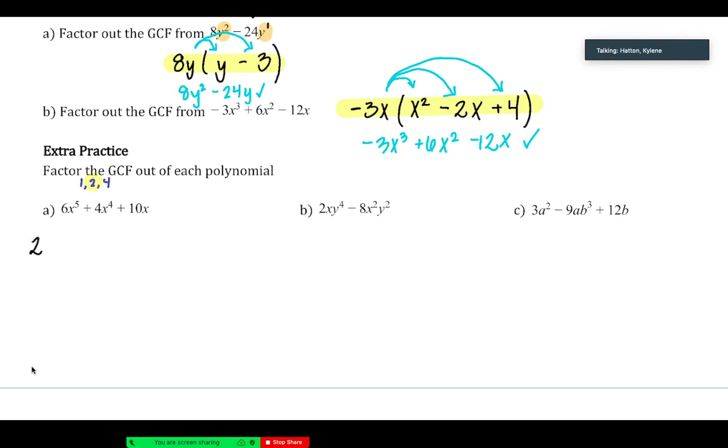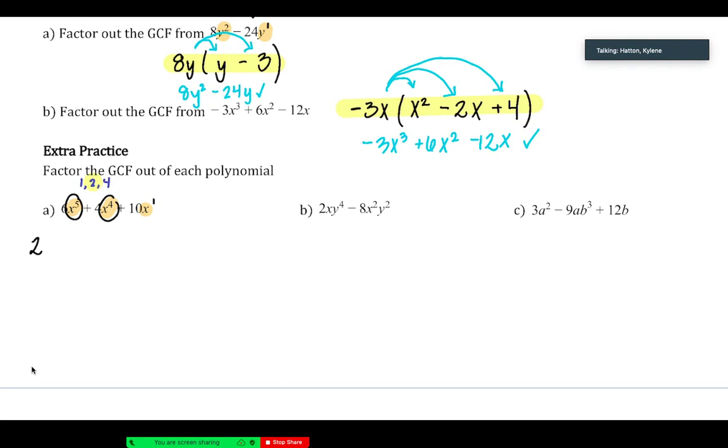But then next I have to worry about what power of x I can pull out. So I have an x to the fifth power, an x to the fourth power, and an x to the first power. So I can only pull out the lowest power of x. That's because x to the first power is automatically going to be a factor of x to the fourth and x to the fifth. Because x to the fourth is just x times x times x times x. I don't know if I said that 3 or 4 times.